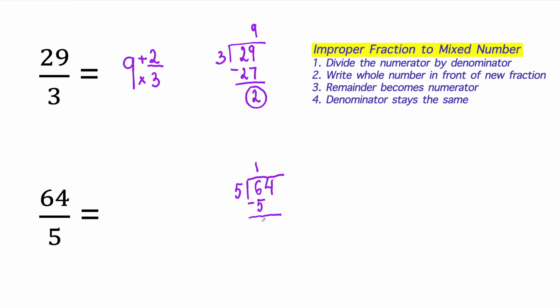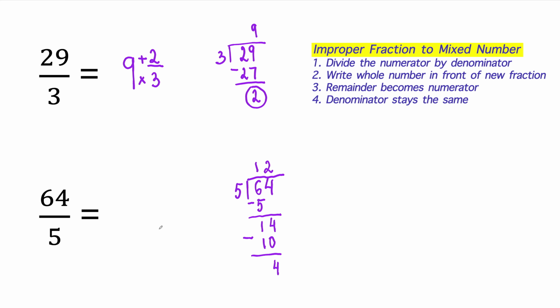6 minus 5 is 1. Bring down the 4. How many times does 5 go into 14? 2 times. Very good. 2 times 5 is 10. Minus 10. 14 minus 10 is 4. So the remainder is 4.